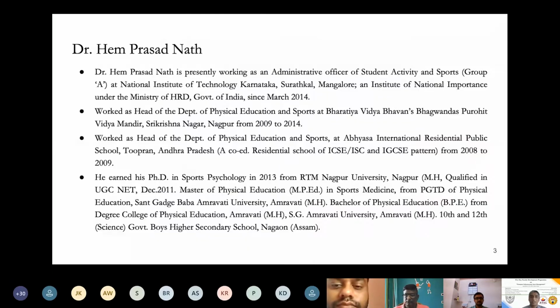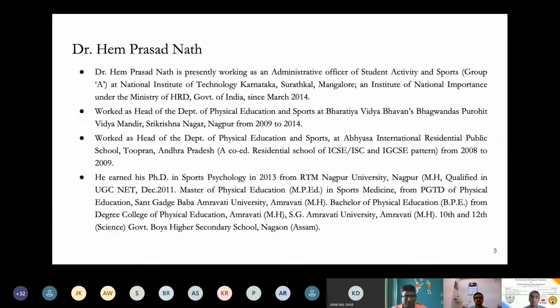The resource person of this session is Dr. Hem Prasad Nath. Dr. Hem Prasad Nath is presently working as an administrative officer of student activity and sports, Group A, at National Institute of Technology Karnataka, Surathkal, Mangalore, an institute of national importance under the Ministry of Education, Government of India, since March 2014. He worked as head of the Department of Physical Education and Sports at Bharatiya Vidya Bhavan's Bhagavan Das Purohit Vidya Mandir, Nagpur, from 2009 to 2014. He worked as head of the Department of Physical Education and Sports at Abhyasa International Residential Public School, Andhra Pradesh, from 2008 to 2009.